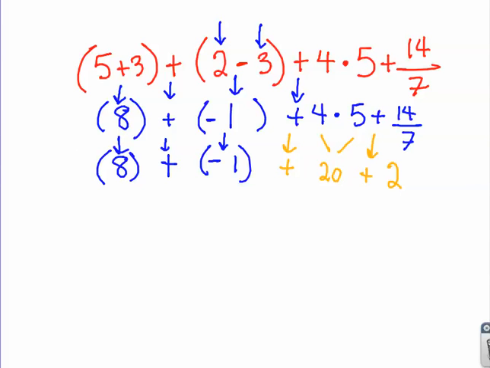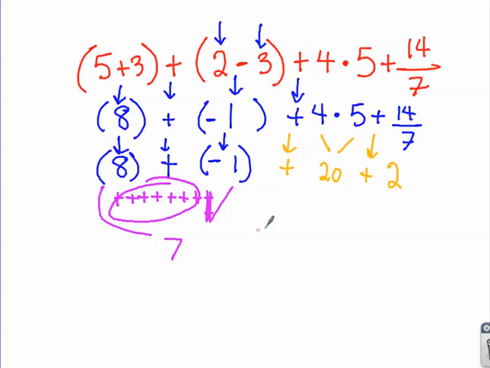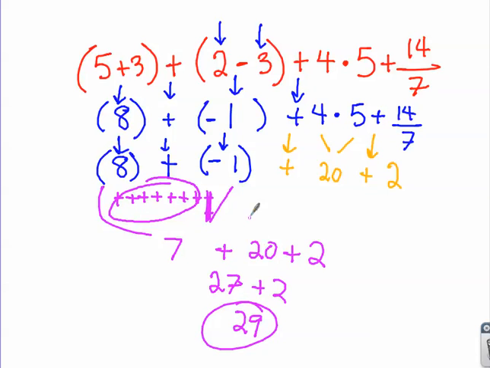So we have 8 plus negative 1. So we have 8 positives and 1 negative. So these ones cancel, and we're left with 7 positives. So these two come out to be 7. And then we bring down the plus, we bring down the 20, and we bring down the 2. 20 plus 7 is 27. And we bring down the plus and the 2. And 27 plus 2 is 29. And that's our final answer.